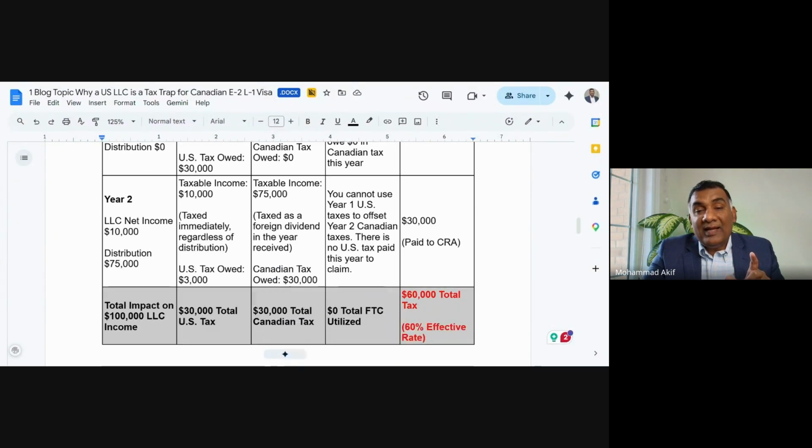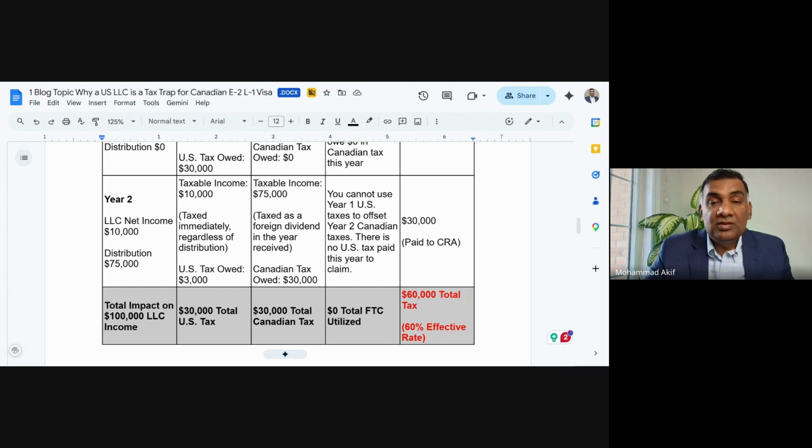What happens? In total, you have paid 60,000. Your effective rate becomes 60%. Understand, this is double taxation. You have already paid 30,000 on 100,000 of income before in year 1. In year 2, now you're paying 30,000 on the 75,000, which is the 40% tax rate. Crazy stuff. You cannot utilize it. The only time this happens is when there's a mismatch.